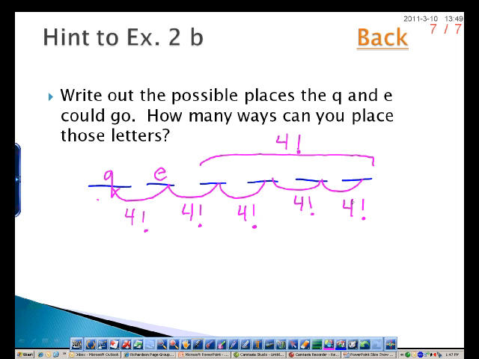How many different total arrangements of the letters are there right now? How would I find it? What would I multiply? 24 times 5. Okay. How many different arrangements of 4 factorial do I have? There are 5 here. 1, 2, 3, 4, 5. So this is 5 times 4 factorial.